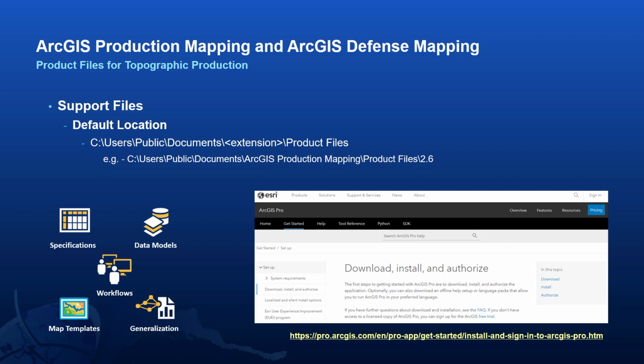Product files for topographic production. With production and defense mapping, we provide a separate installer for the product files. These are support files like predefined schema geodatabases based on specifications, and map templates that include symbology, map layouts, and surround information. We also have generalization models and rule files for specific scales. We provide out-of-the-box Workflow Manager workflows that are predefined for data collection, QA/QC, and cartography. These support files are used in automation processes you will see later in this presentation.